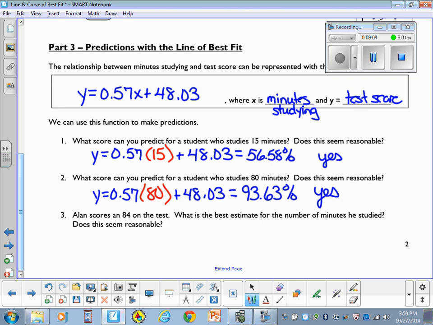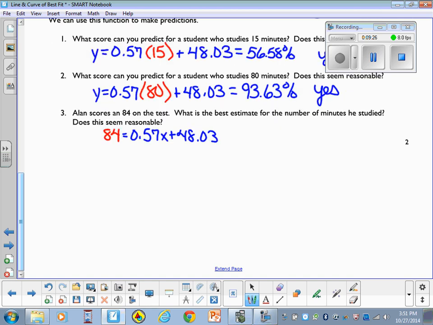This one's different. The score is an 84, and that means that's my y. So 84 equals 0.57x plus 48.03. So I have to solve this equation. I'm going to subtract 48.03 from both sides.